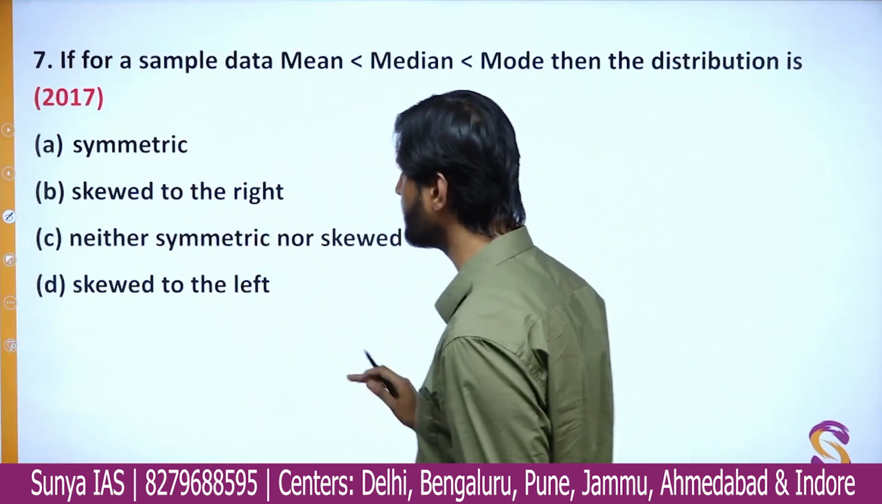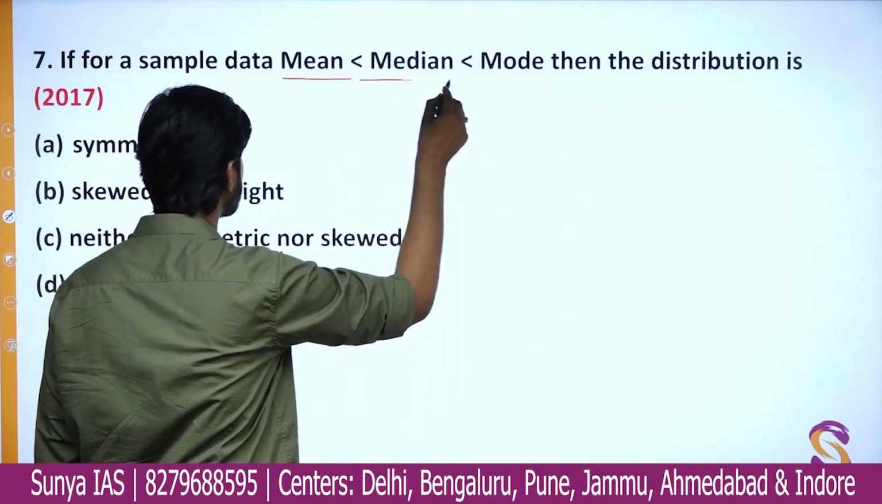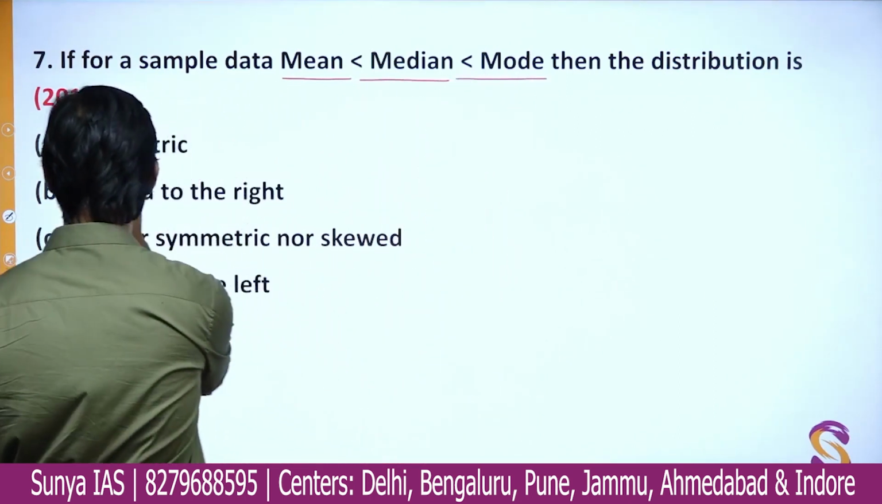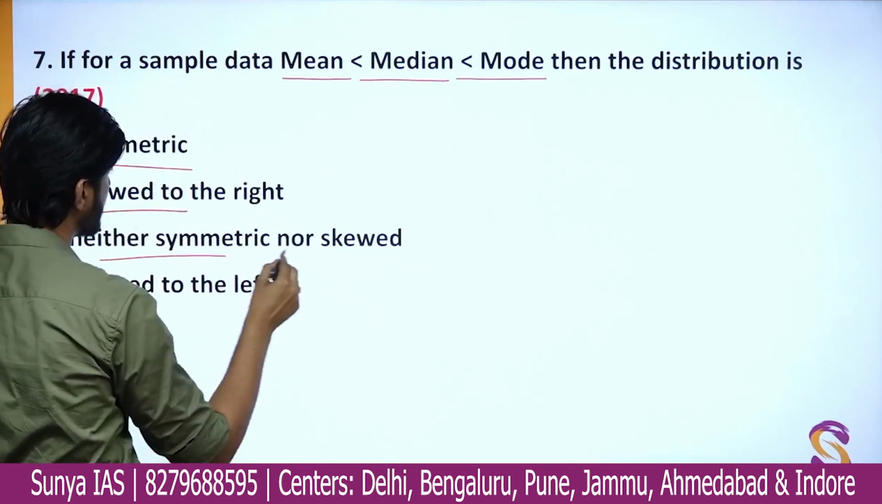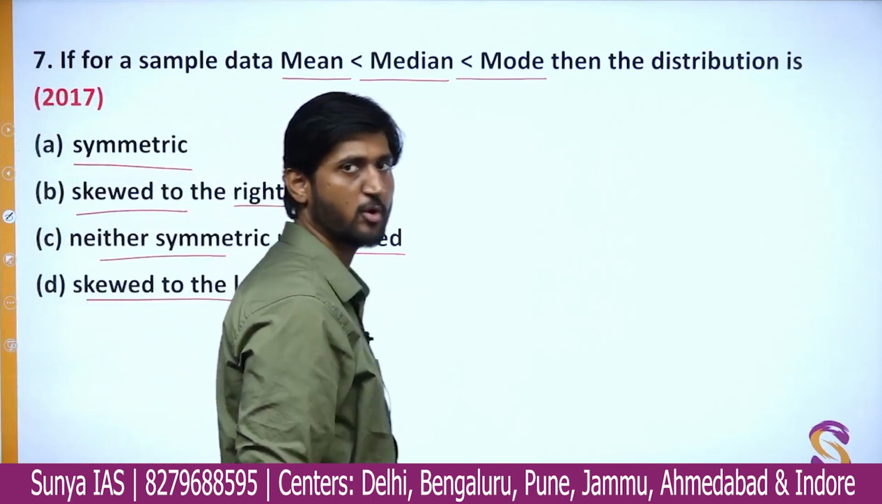So this question, let me read it for you. If for a sample data, the mean is less than the median, which is further less than the mode, then the distribution is symmetric, skewed, neither symmetric nor skewed, or skewed to the left or skewed to the right. These are the 4 options given to you.